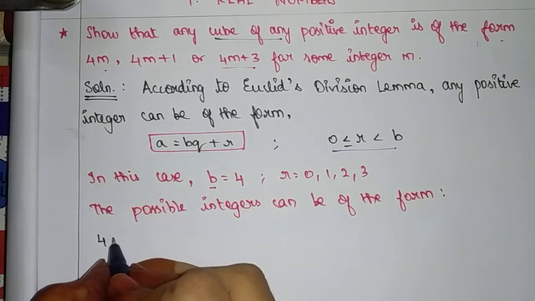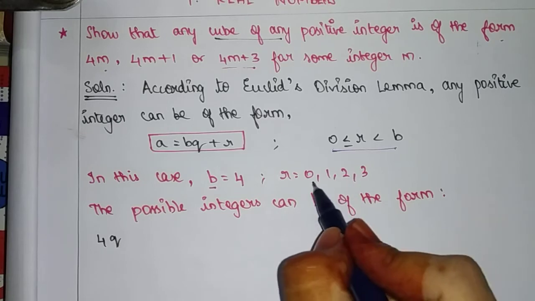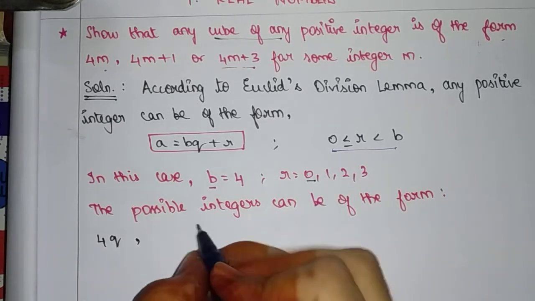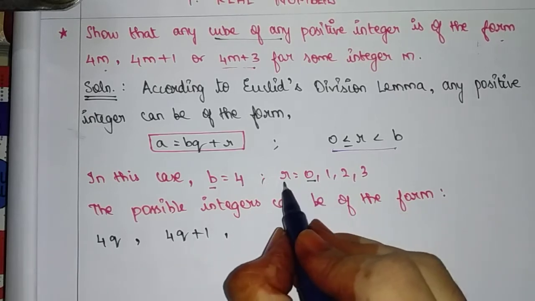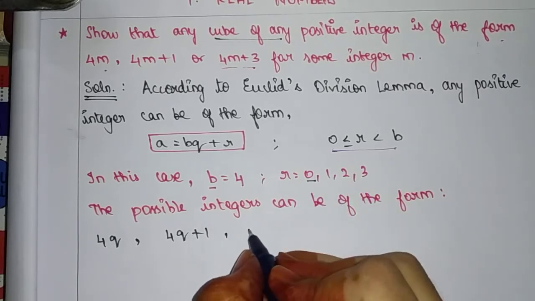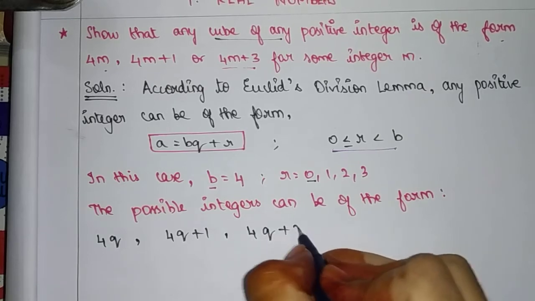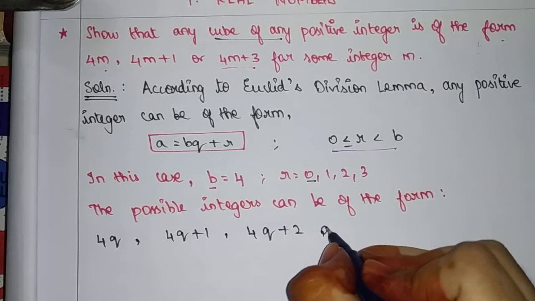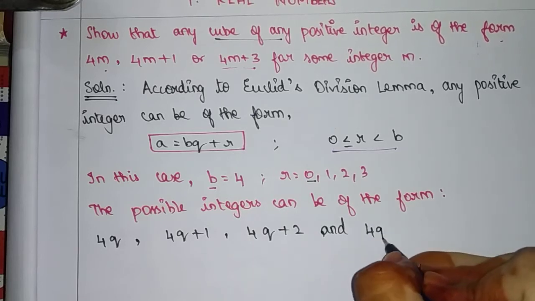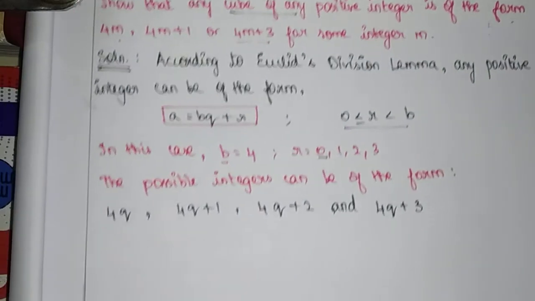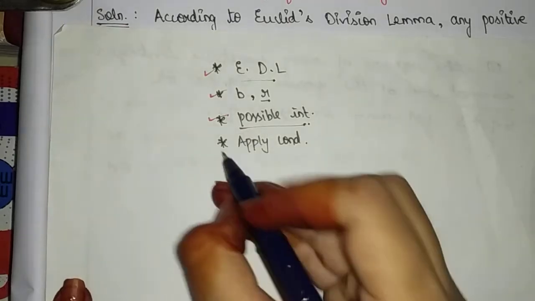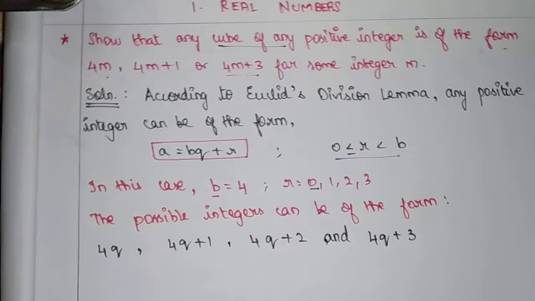First b is 4, so 4q, the first r value is 0, so 4q. Plus 1, I am writing according to the r values, 4q plus 2 and 4q plus 3. So now we have got these possible positive integer values. After that, we have to apply the condition. I already said the condition will be mentioned in the question.